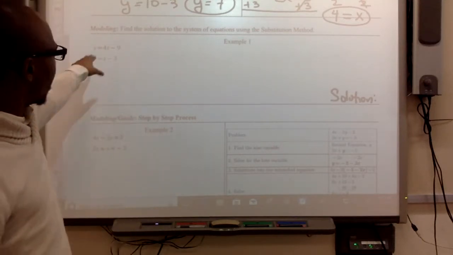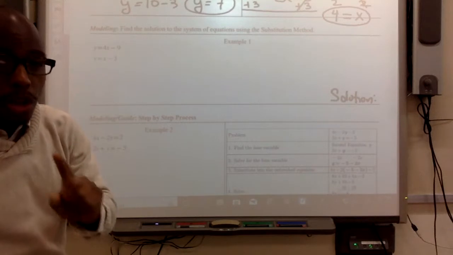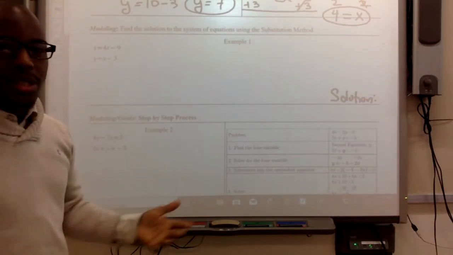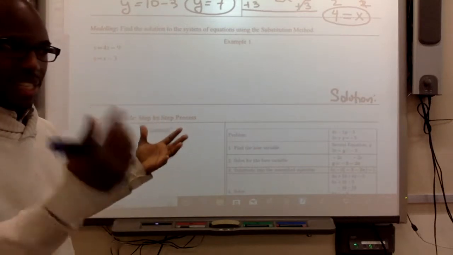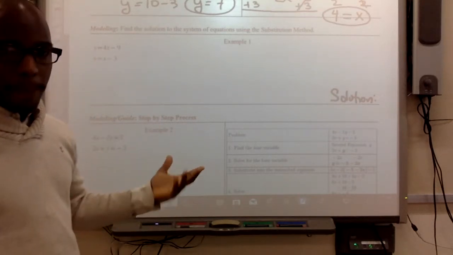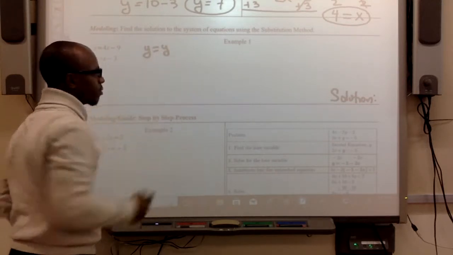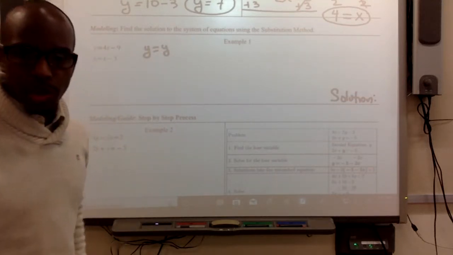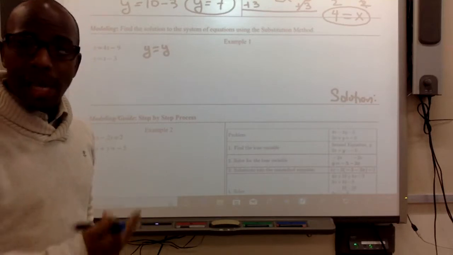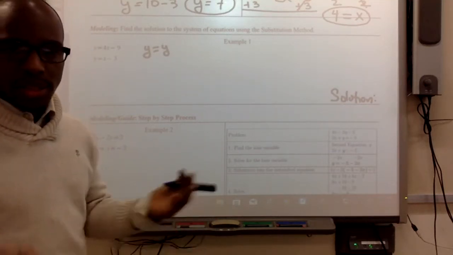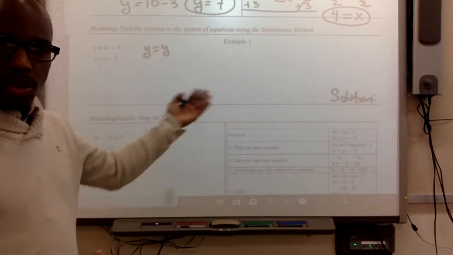So I know that y is equal to 4x minus 9. I also know that y is equal to x minus 3. Essentially, y is this and y is that. I know it would be true if I said y is equal to y. I'm hoping you would agree that this is true, there's no question, just like 1 is equal to 1. They're the same value. Y is equal to y.